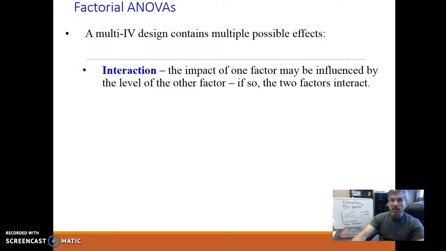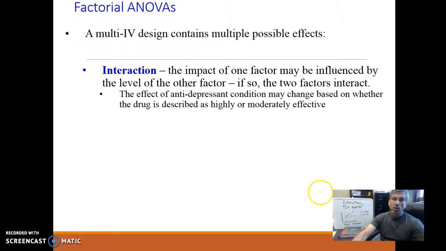Here's what it means to say that 2 factors interact. It means that the influence of one factor on the DV is altered by the level of the other factor. In other words, it's not a consistent effect across the board. How the first factor affects DV scores is greatly influenced by the level of the second factor.